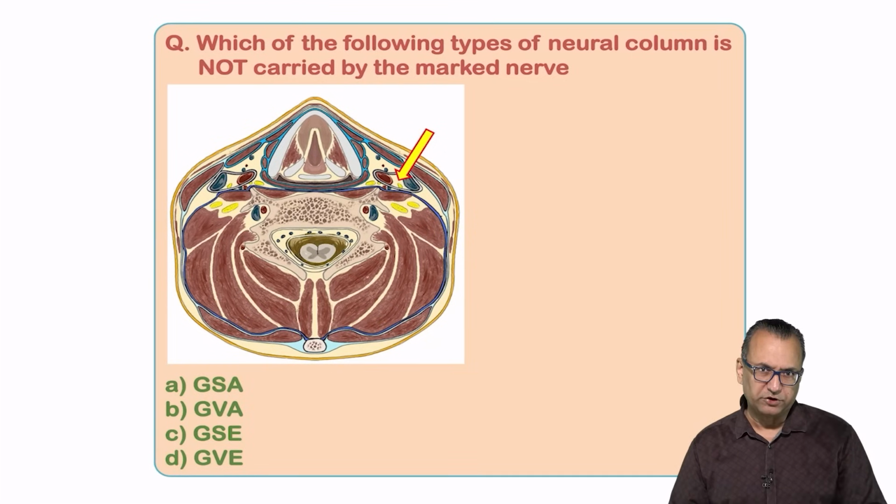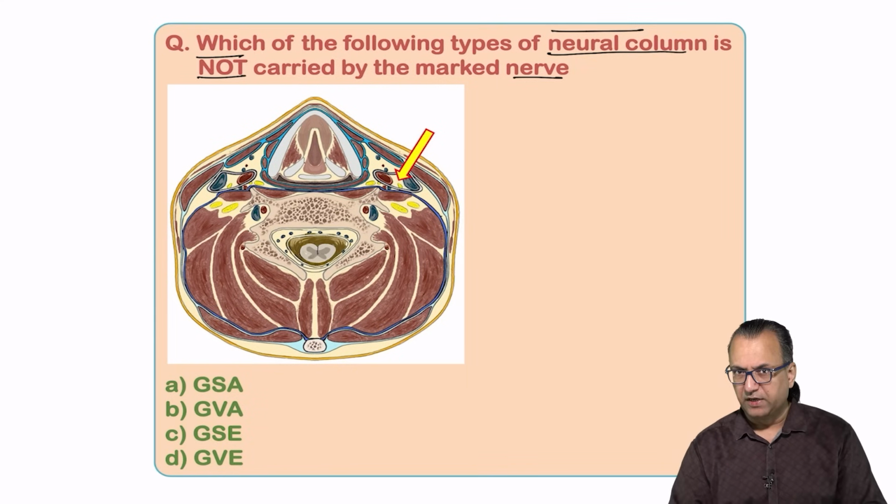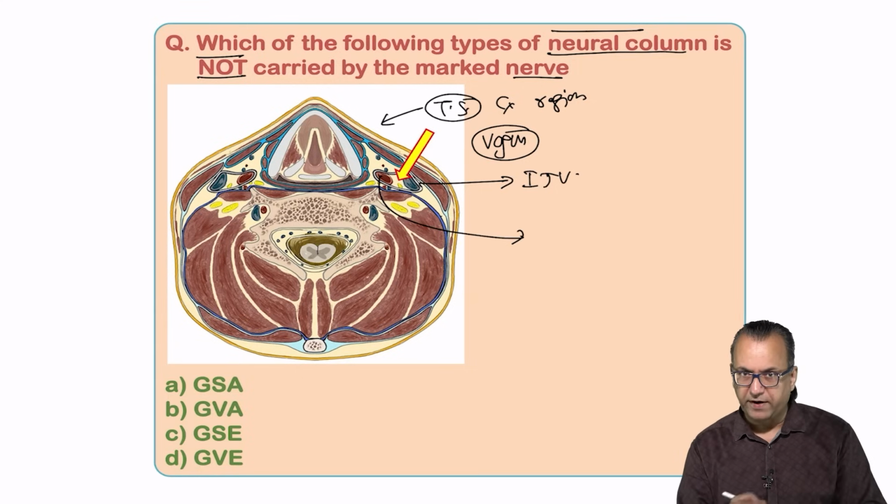A diagram based question which is asking for the neural columns which are not carried by the marked nerve. This is basically a transverse section of the cervical region where we are looking at the vagus nerve in the carotid sheath. Outside, laterally, we have the internal jugular vein, and inside, medially, we have the common carotid artery, which will then continue as the internal carotid artery but will be inside the carotid sheath.